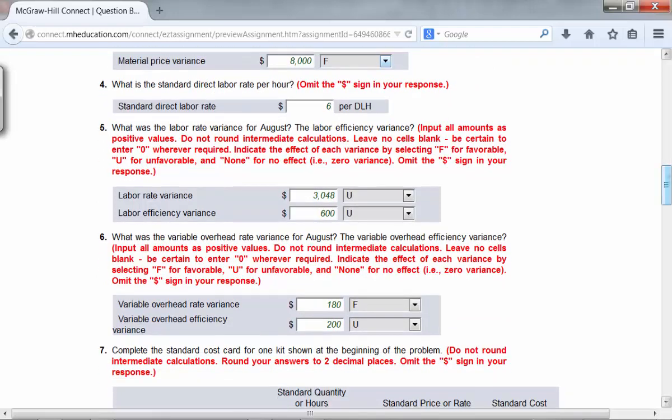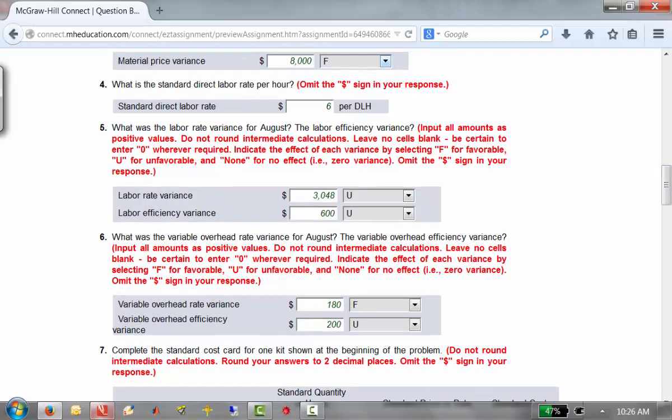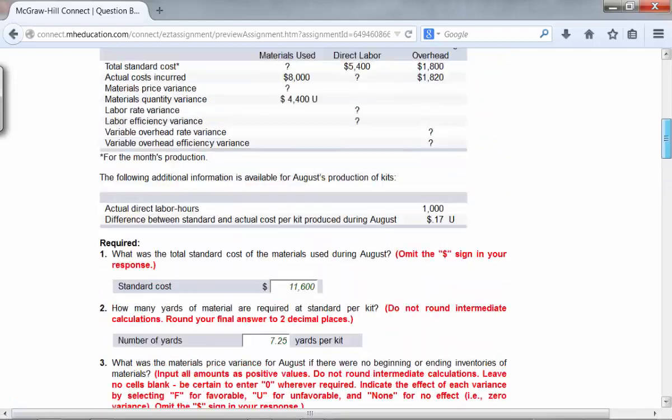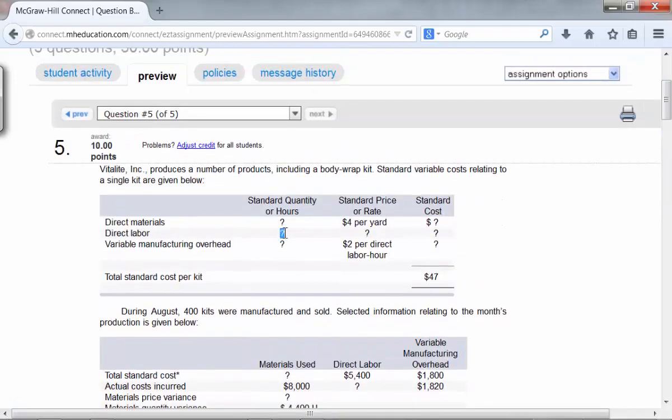Number 4, what is the standard direct labor rate per hour? Standard direct labor rate per hour. What are they asking for? They're asking for this right here. Well, remember, the standard direct labor rate per hour is also the same as the standard variable manufacturing overhead rate per hour, because labor drives overhead in this example. So if we can find this, it's the same thing as this. And then once we have, actually, they're not asking for this, sorry. They're asking for this. What are we supposed to pay our employees per hour?